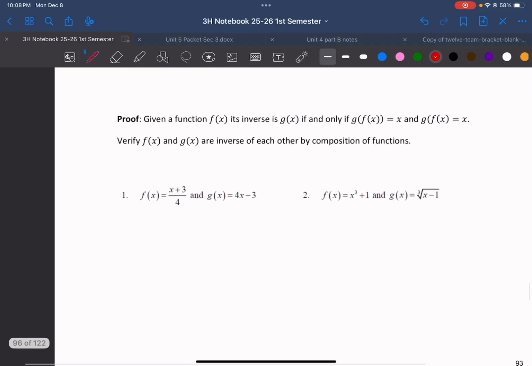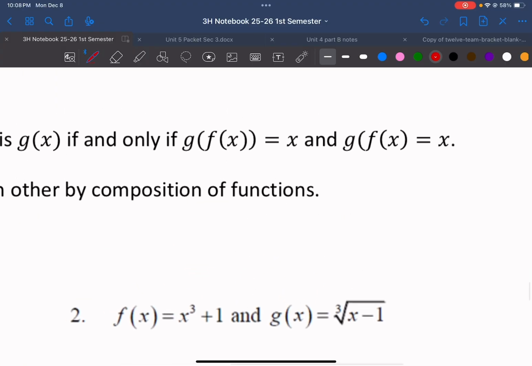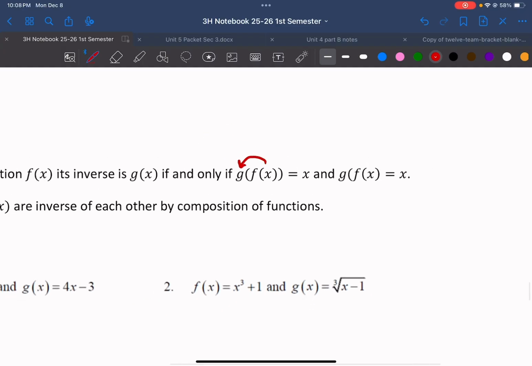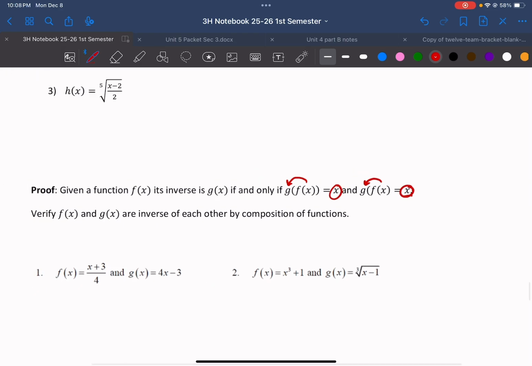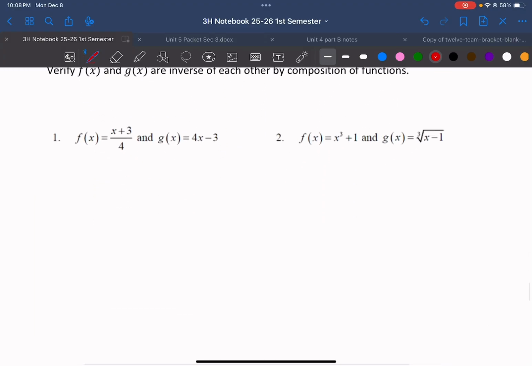We can prove that two functions are inverses using composition, what we learned in the first lesson of this unit. If I plug f into g and I get out an x, and then I flip it and plug g into f and get out an x, then I know that the two functions are inverses. Let me show you what I mean.